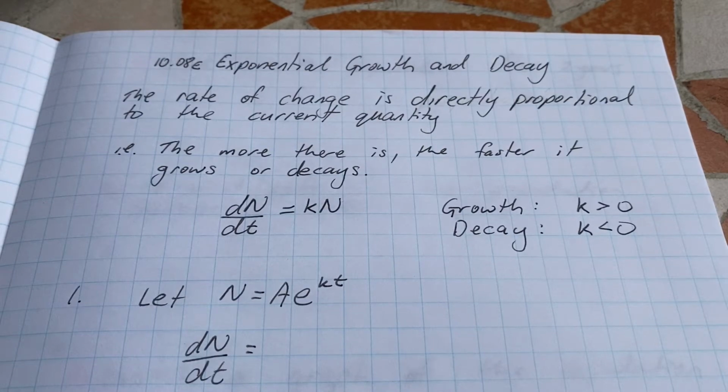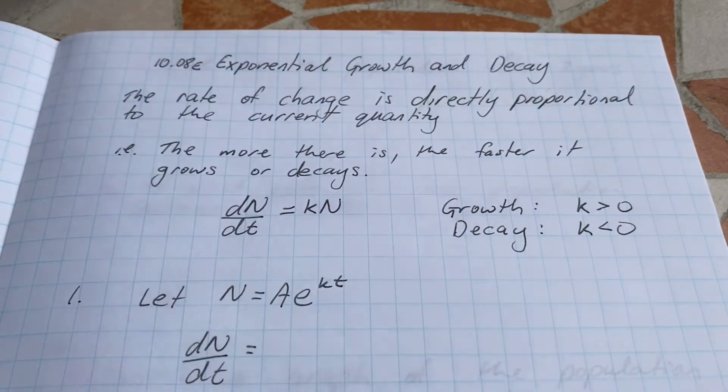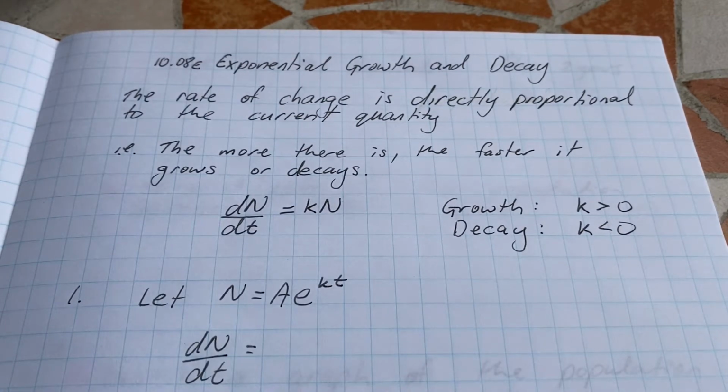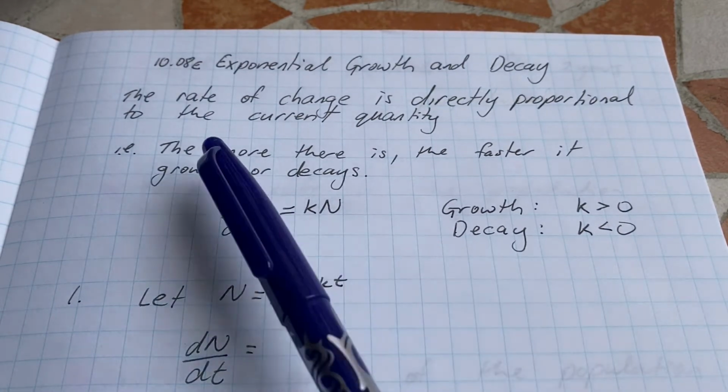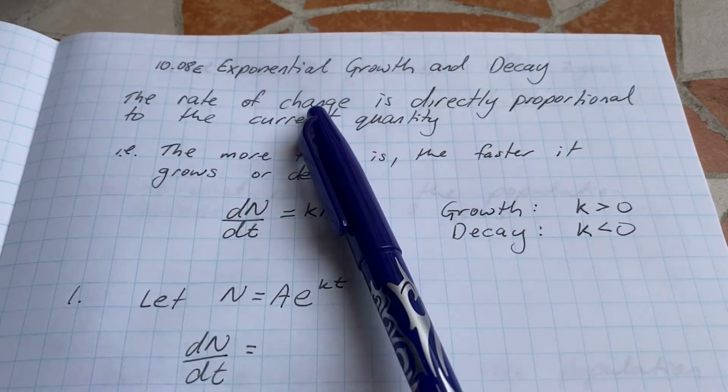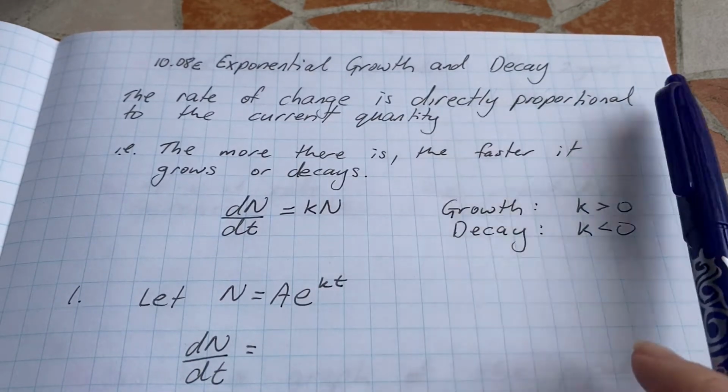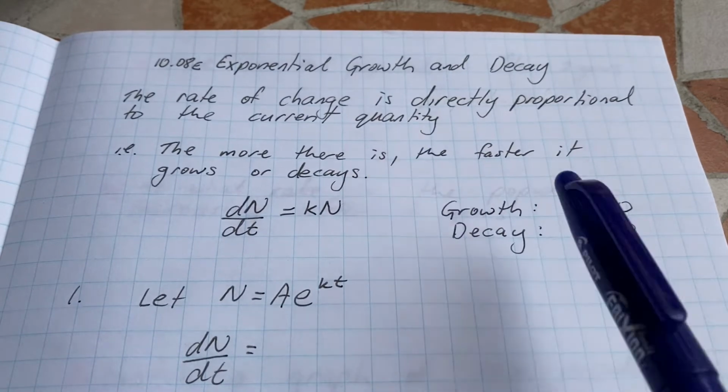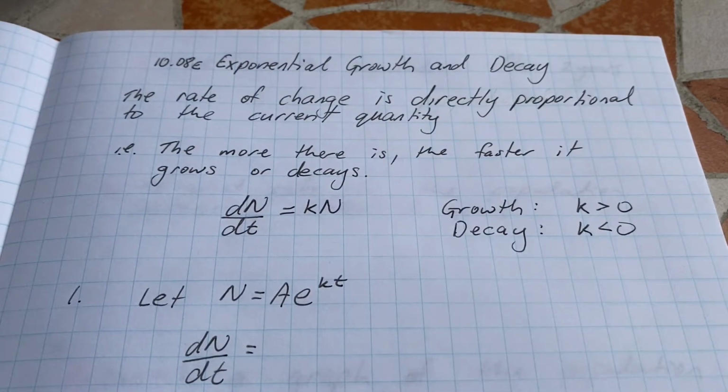This exercise is on exponential growth and decay. It's an extension exercise. I put a little e there to denote that. So exponential growth and decay is when the rate of change of a quantity is directly proportional to the current quantity. So if you've got lots of it, it's going to be growing or decaying really quickly. If there's not very much of it, then it's not going to be changing very much.